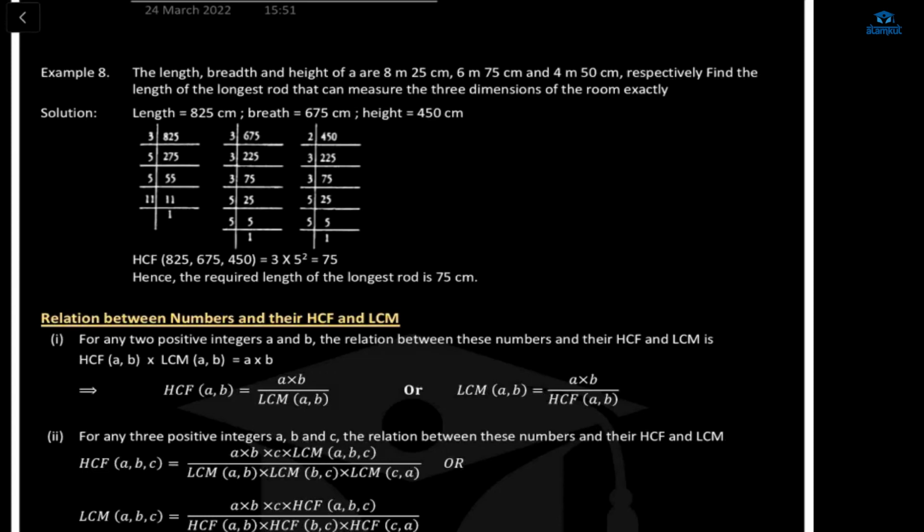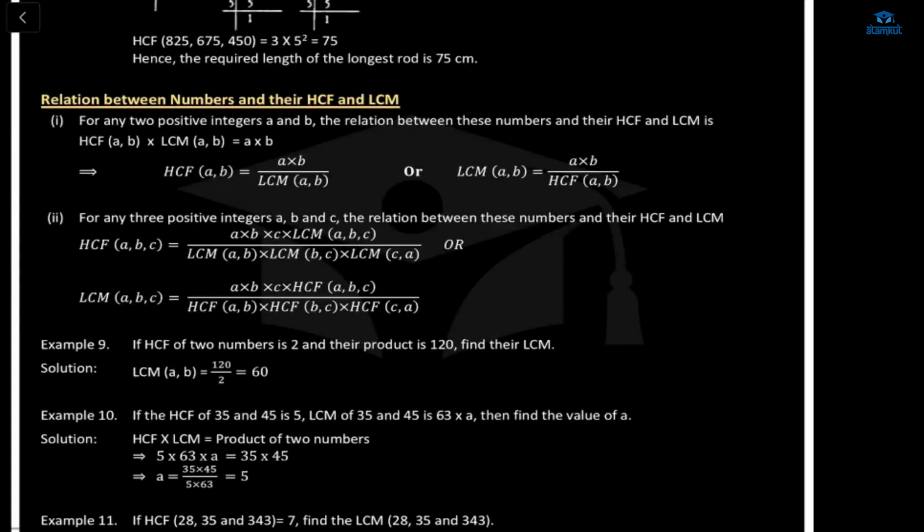The required length of the longest rod will be 75. Why have we taken HCF? Because you have to find the longest rod that will measure the 3 dimensions of the room exactly, so you need to find the highest common factor between all the 3. The highest common factor is 3 into 5 square, which will be 75. So a 75 centimeter rod will be the longest rod which will measure the room. These types of problems can come.